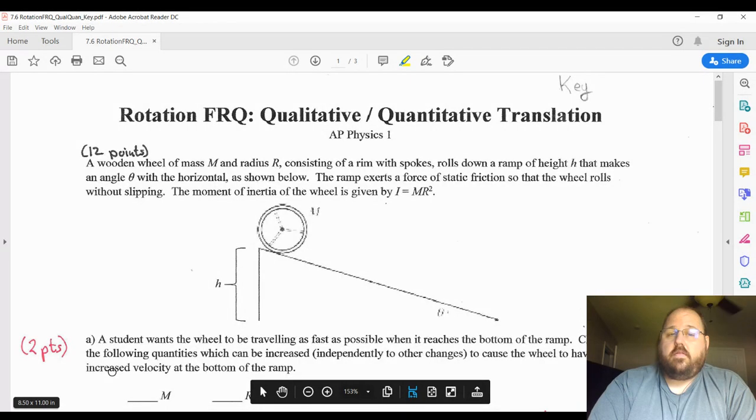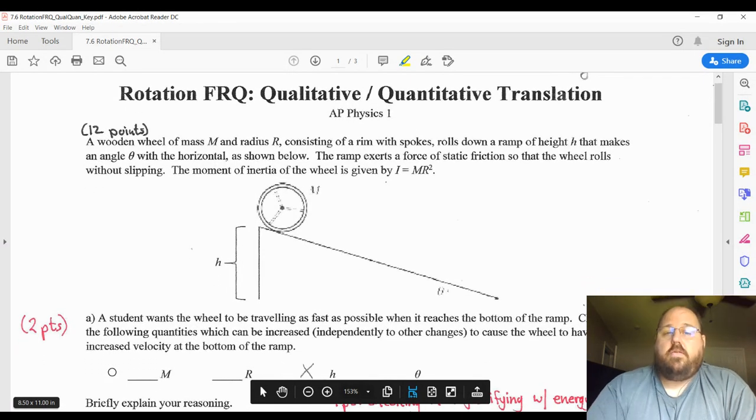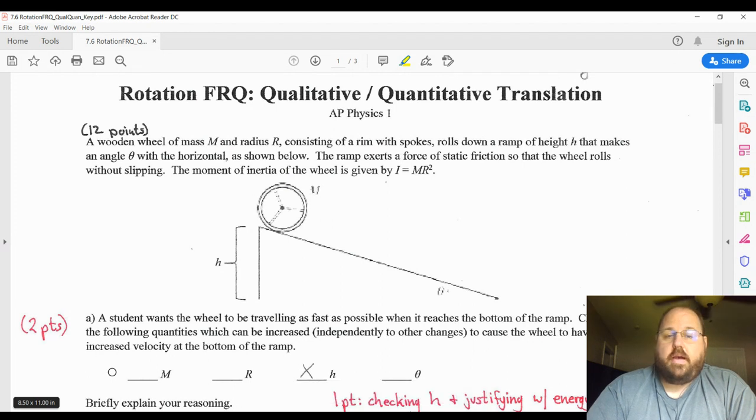Okay, so that is the rotation FRQ, the first qualitative-quantitative translation question. There'll be many more to come.